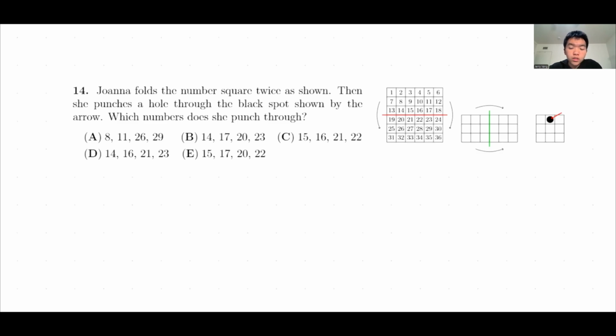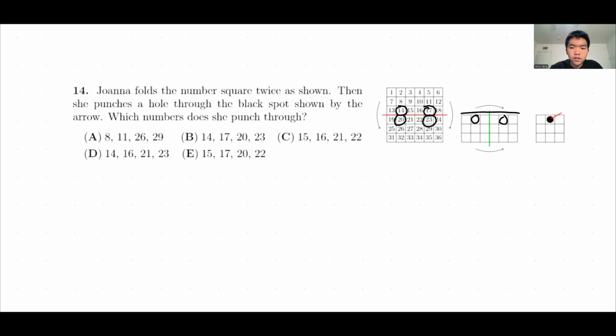Alrighty, next up we got question 14. Joanna folds the number square twice as shown. Then she punches a hole through the black spot shown by the arrow. Which numbers does she punch through? Now, if we basically unravel her folding, we see that we got this hole punched out and this square punched out. And because we know it got folded along this axis, that means that the numbers she punched out are going to be this number and this number and this number and this number. And those numbers are 14, 20, 17, and 23, right?